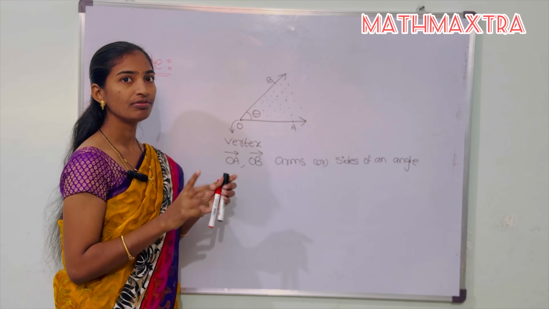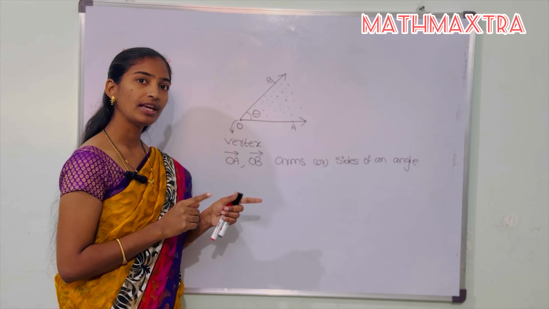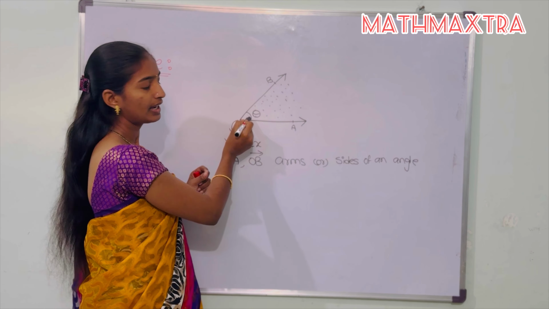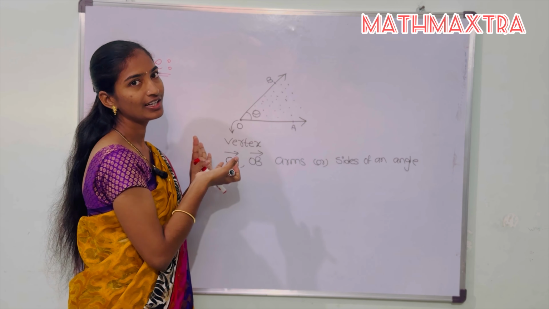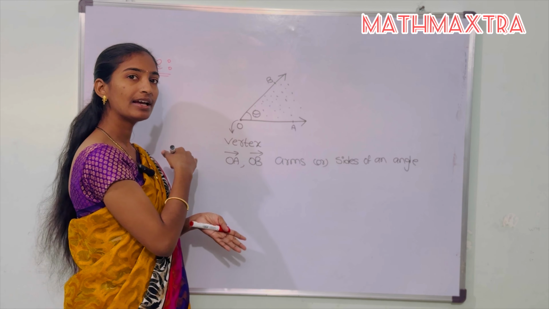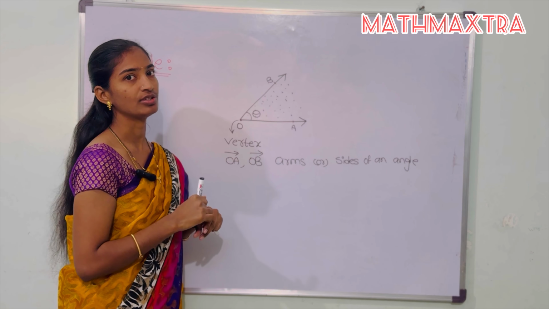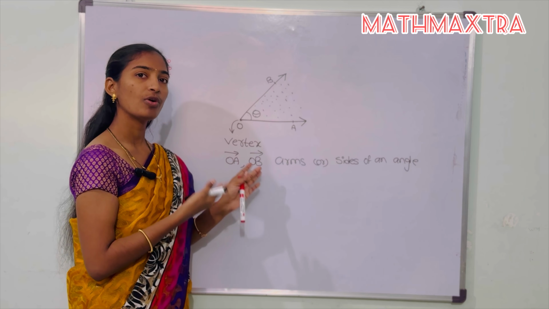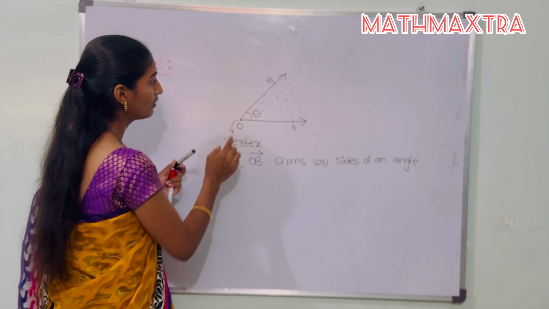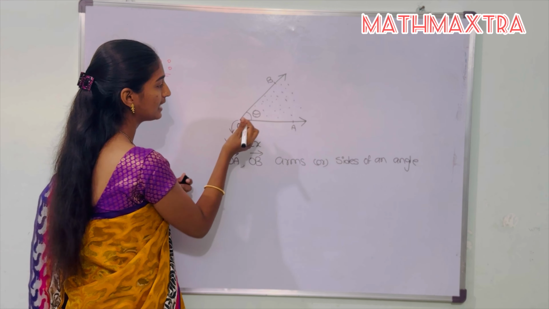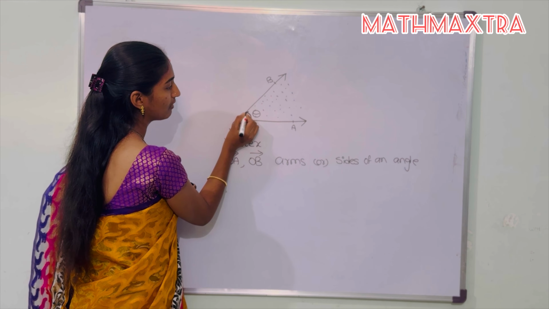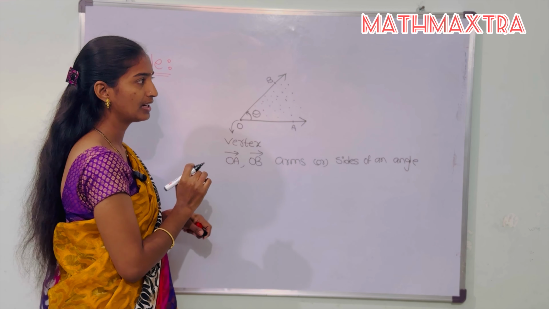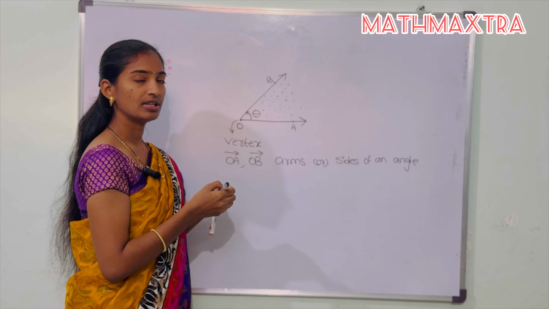There are two different types of angles: positive angle and negative angle. Here we are measuring an angle, and we don't know which direction we are measuring. This can be the anti-clockwise direction or the clockwise direction also. Based on the direction, we define it as a positive angle or a negative angle. If we are measuring this angle in the anti-clockwise direction, then we call it a positive angle.